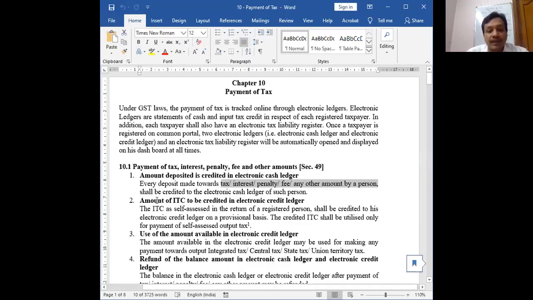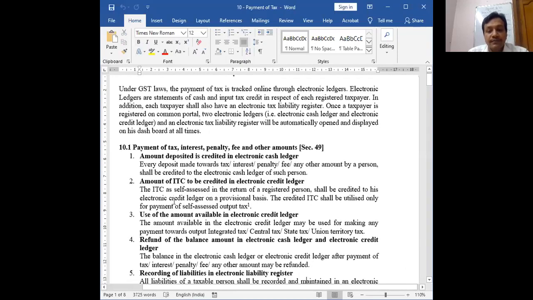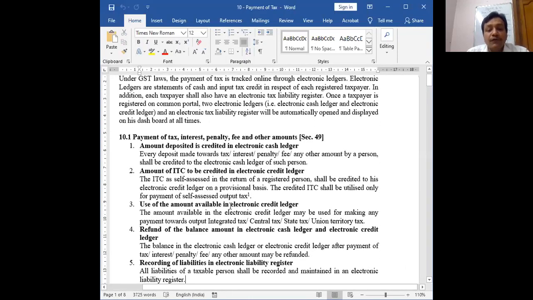Second point, whatever ITC I claim will be reflected in my electronic credit ledger. So my input tax credit will be reflected in my electronic credit ledger, which will be credited with the amount of ITC. Now, how can I utilize the amount which is in my electronic credit ledger? Third point.